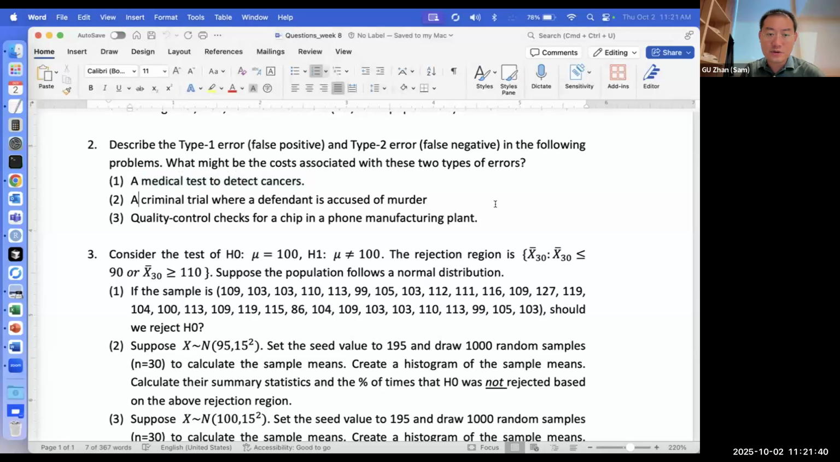Then the second one: a criminal trial where a defendant is accused of murder.